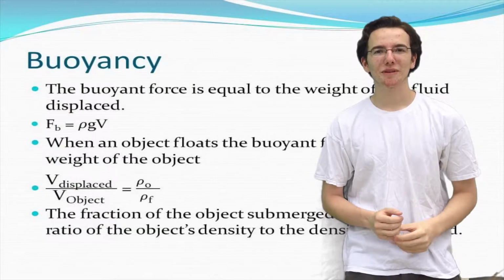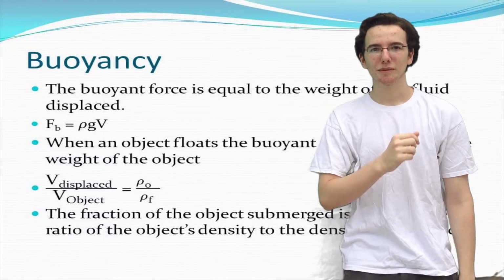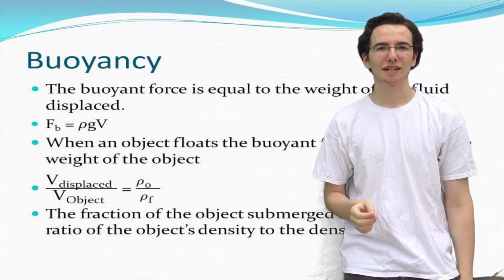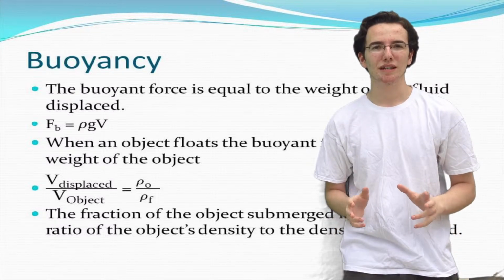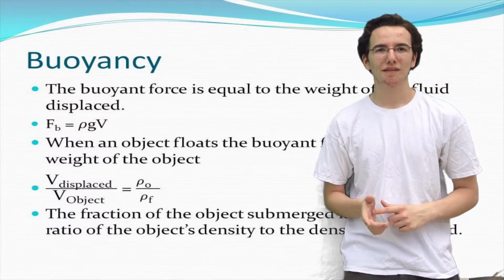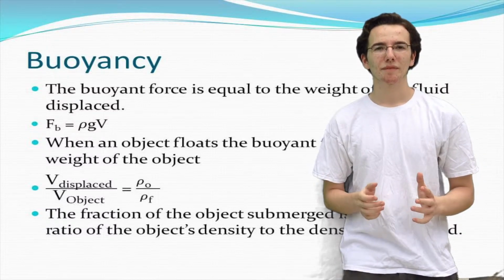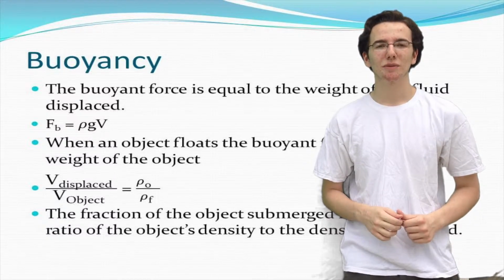The buoyant force is equal to the weight of the fluid displaced, which can be found by doing the density of the fluid times gravity times the volume of the object, or the volume of the fluid displaced. When an object floats, the buoyant force is equal to the weight of the object. The fraction of the object submerged is equal to the ratio of the object's density to the density of the fluid.